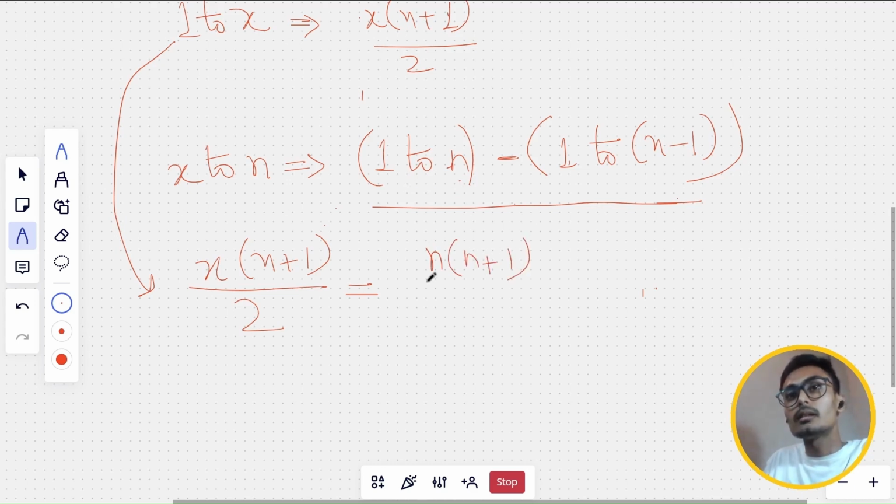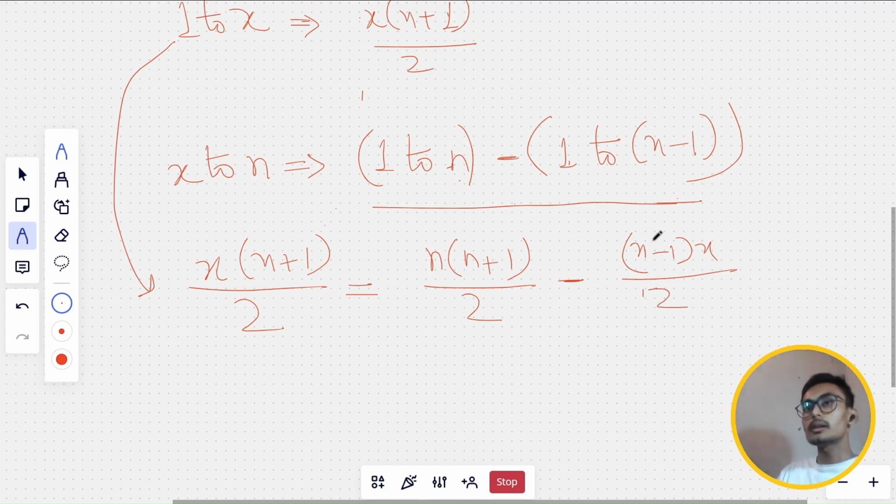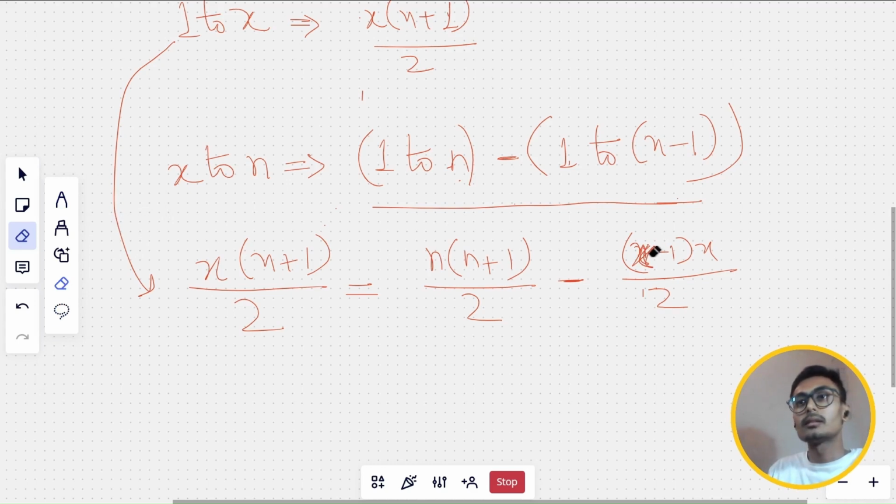Let me write it once again: n plus 1 by 2 minus 1 to x minus 1. That means this will be x minus 1 by 2, and this is x. If you are confused, this is x.